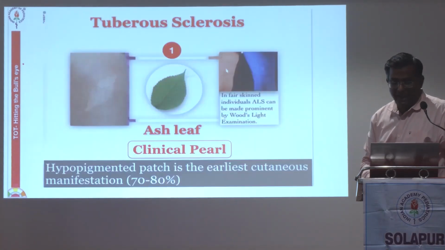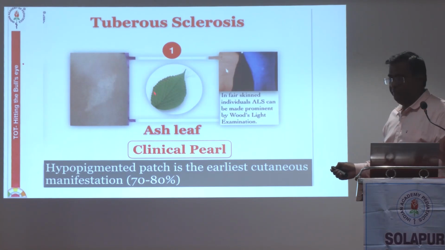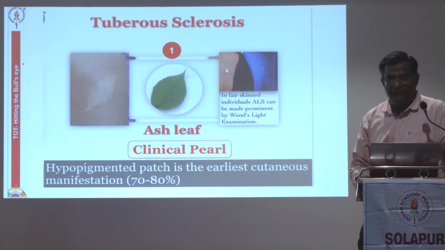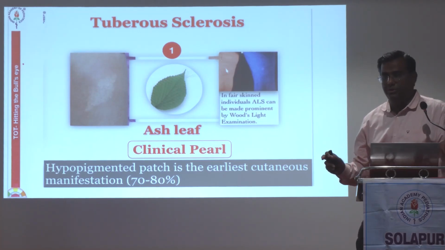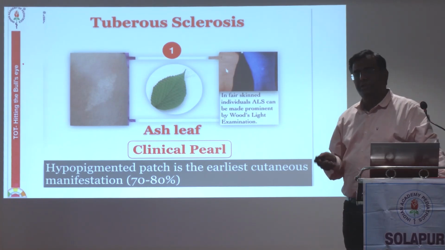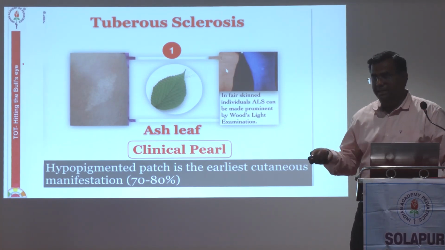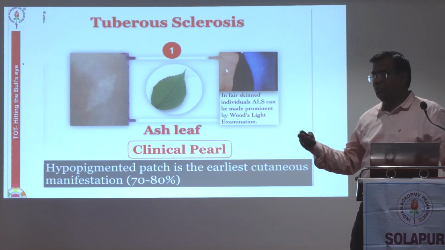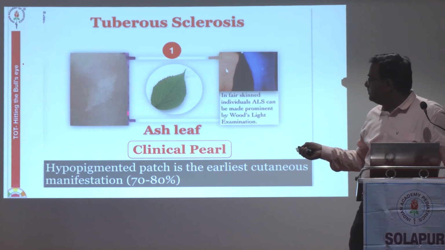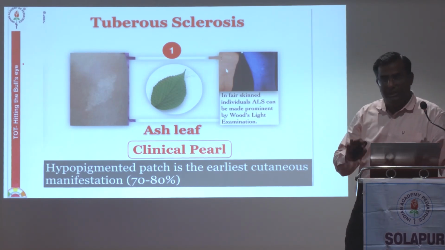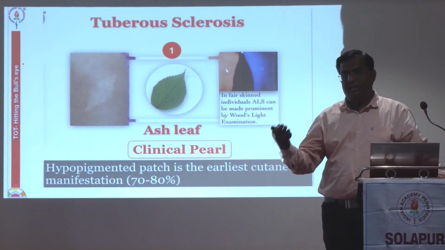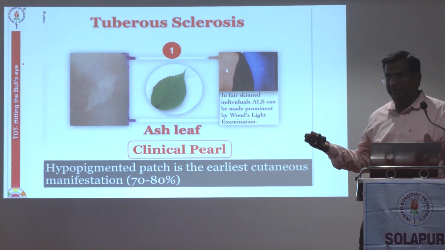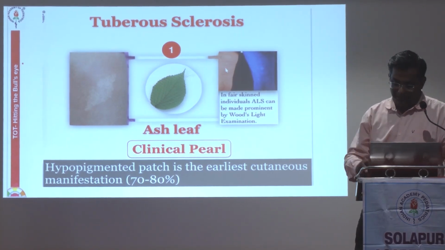So first is the ash leaf macule. These are hypopigmented patches. It is the earliest cutaneous manifestation, seen in 70 to 80% of cases. We can get ash leaf macules in the neonatal period also. The rest of the clinical signs like shagreen patch or angiofibroma come later, after 2 or 3 years of age. But we can get hypopigmented patches or ash leaf macules in the neonatal period. So the message is, observe this child in the future. After 2 or 3 years of age, are they getting any shagreen patch or angiofibroma?